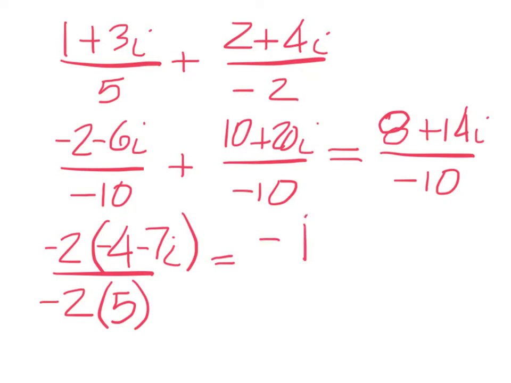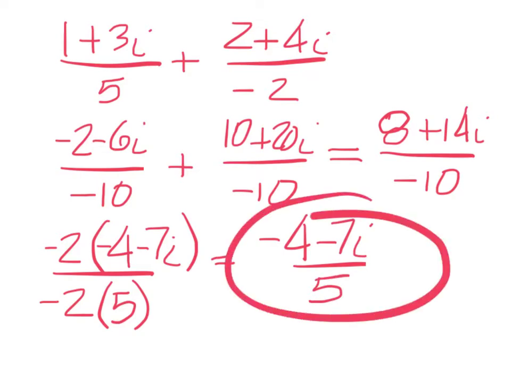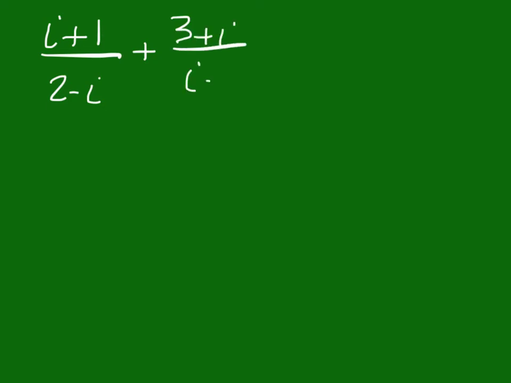So that's (-4 - 7i)/5. Here's a different way to do the last problem. It was (i + 1)/(2 - i) + (3 + i)/(i - 1). Is that the same problem?